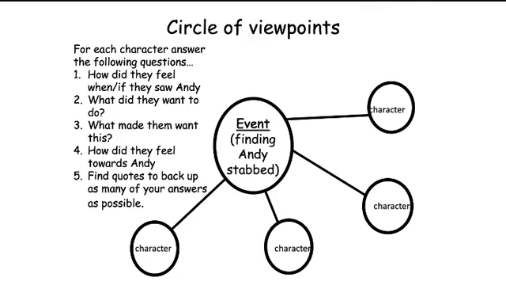And then you're going to want to try and find some quotes to back up your answers. So this is where you identify words, specific words, phrases, sentences from the text that helped you find the answers to these questions. And you're basically going to do that for all the different characters. Now Freddie and Angela, I would do them as one. So you could put them together probably in one circle.